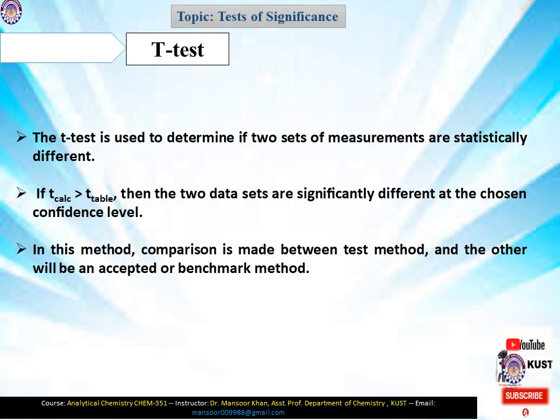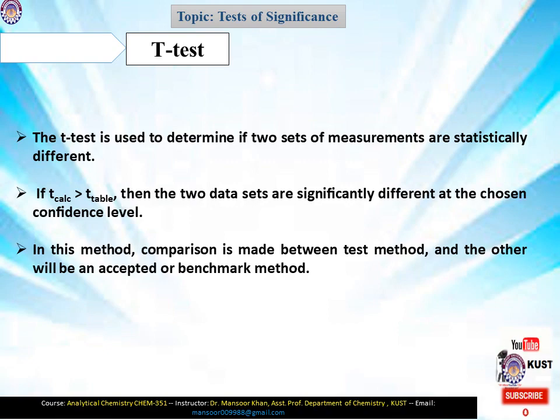Same like in f-test, if t calculated is greater than t tabulated, then the two sets are significantly different at the chosen confidence limit, and your method will be non-significant. Your method will be rejected. If t calculated is less than t tabulated, then it means that there is no significant difference between the two methods, so your method will be accepted, exactly like in f-test.